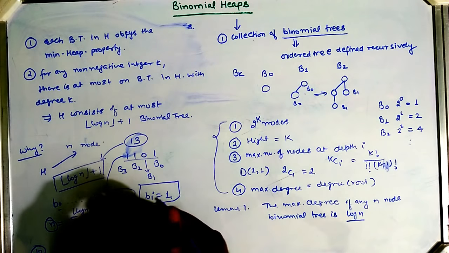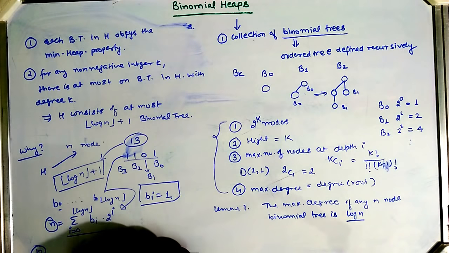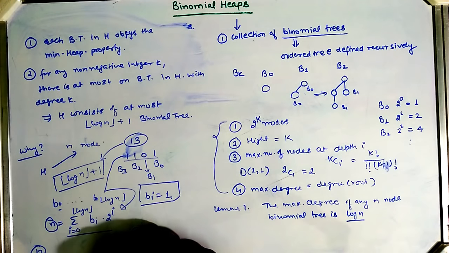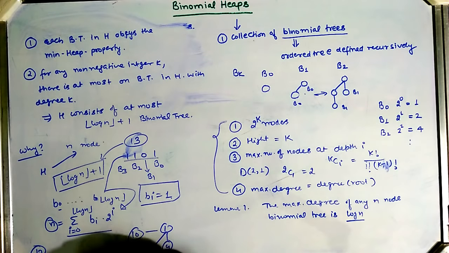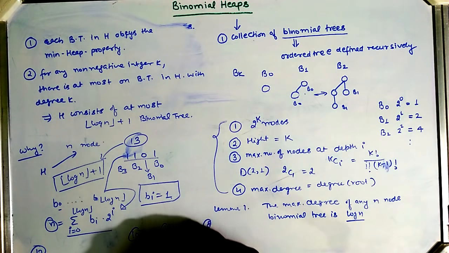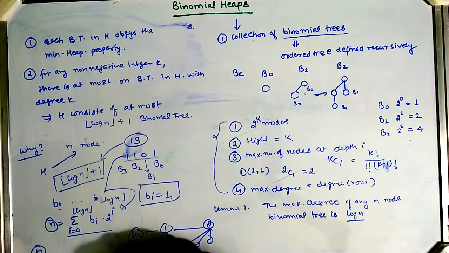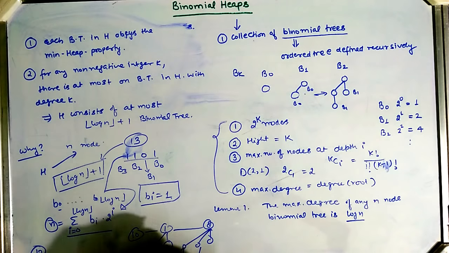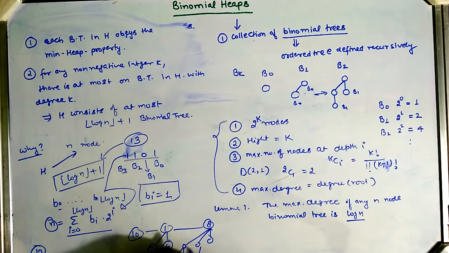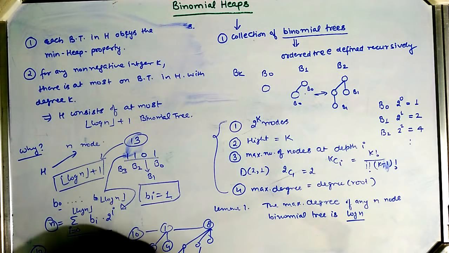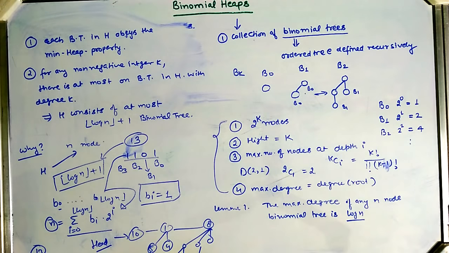So the 13 node binomial heap can look like this. We have a tree with degree 0, a tree with degree 2, and a tree with degree 3, where 3 children are attached to the root. This is the example of a 13 node binomial heap. Here, head is the pointer. So this is all about the definition of binomial heap.